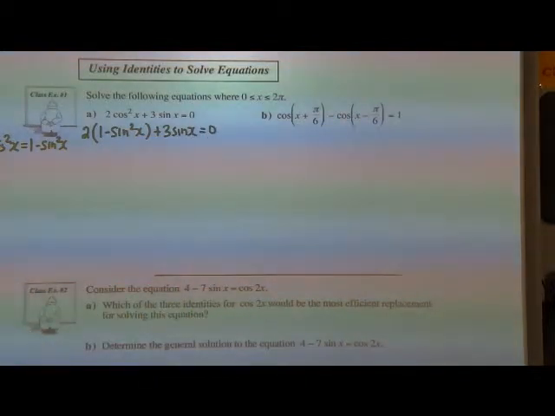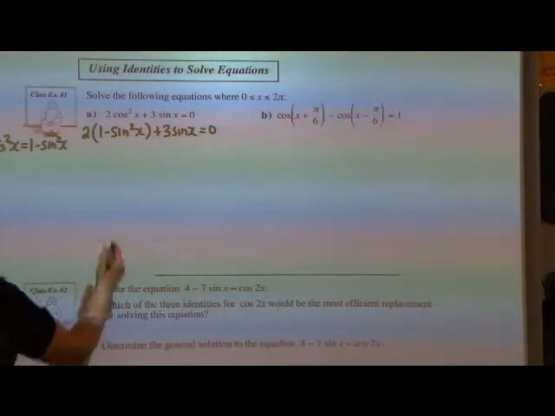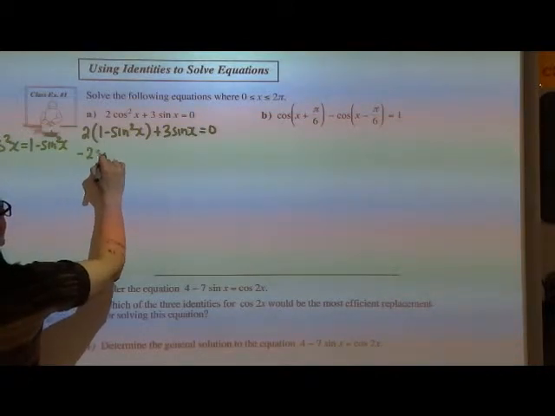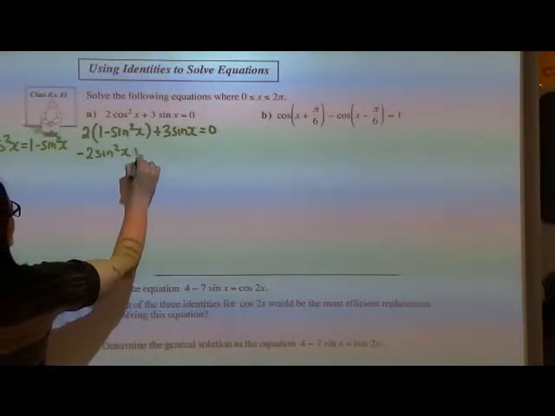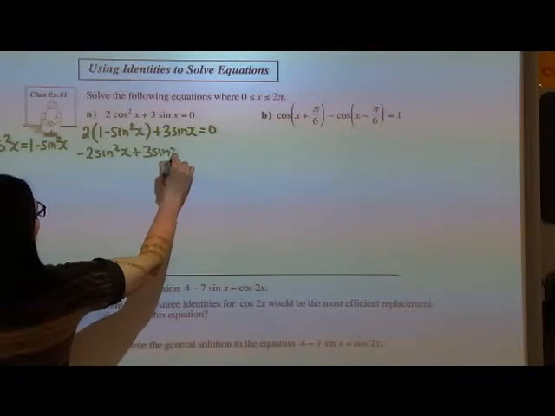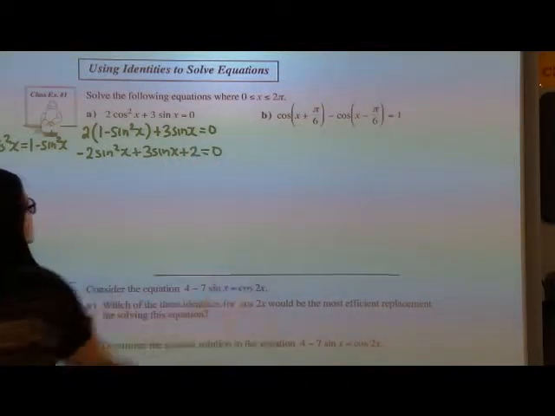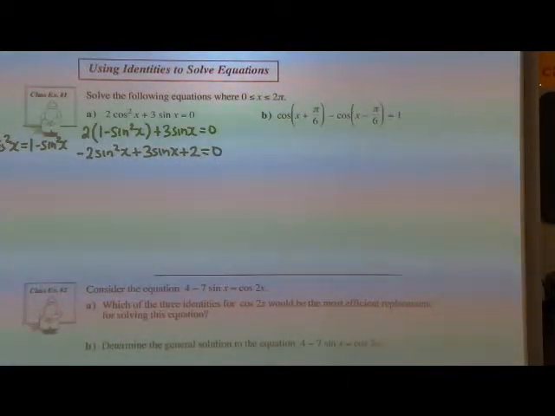how does that change things for me? Then you're just working with sine. Now I'm just working with sine. I now have a common variable. So if I remove the brackets, I get negative 2 sine squared x plus 3 sine x plus 2 equals 0. So I kind of rearranged things as I was expanding it out.